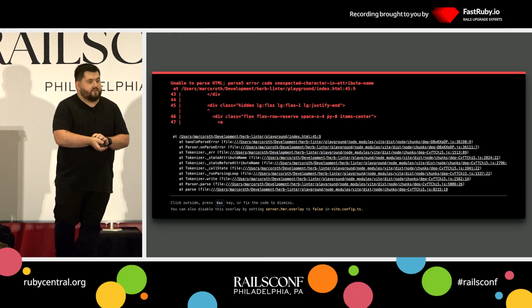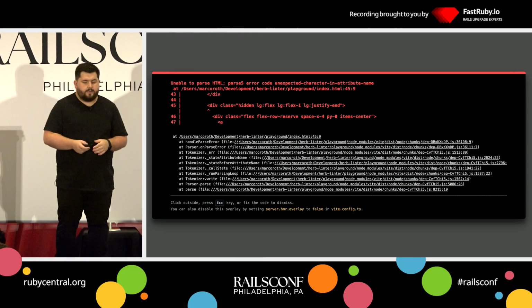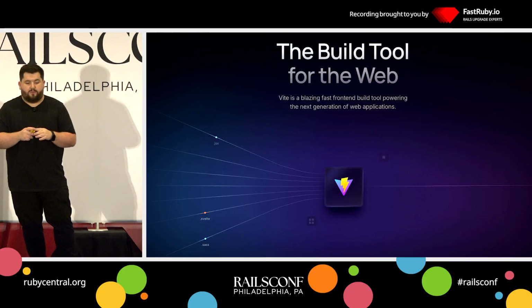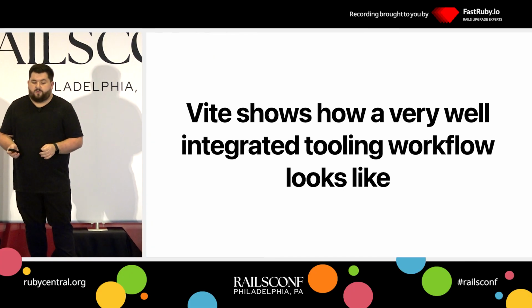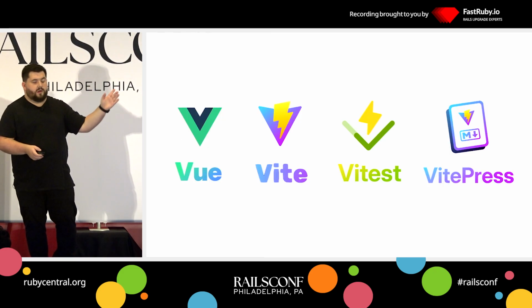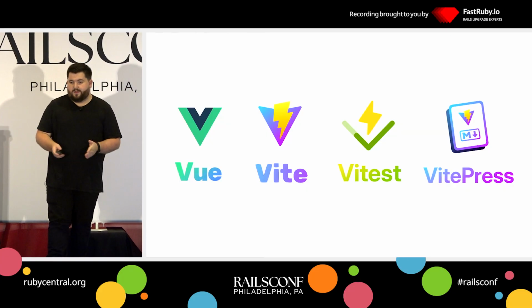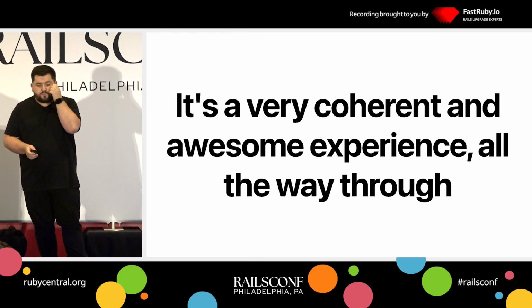So here's an example from Vite, the bundler. They show you this error message right away when they see an error, and where it's happening. And that's been the theme for Vite in general. They really set the bar high for how developer tooling should look. Vite has a really well-integrated workflow all the way through from the view layer, the bundler, server-side rendering, the dev server, hot reloading, testing, and documentation. It's a really nice, coherent experience from start to finish.